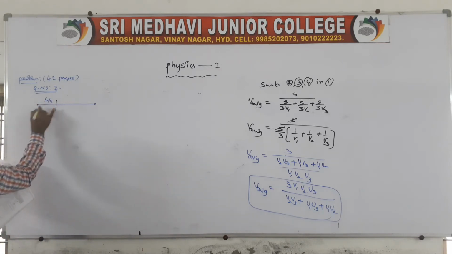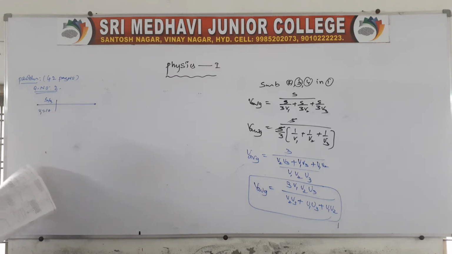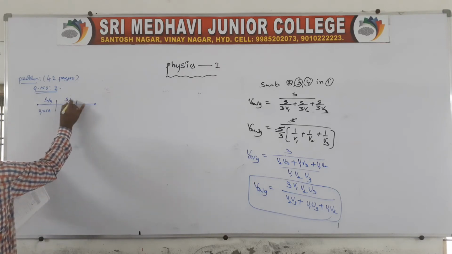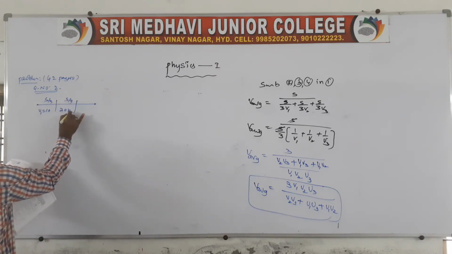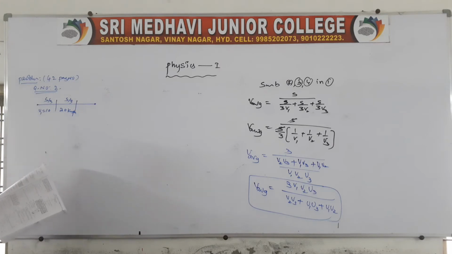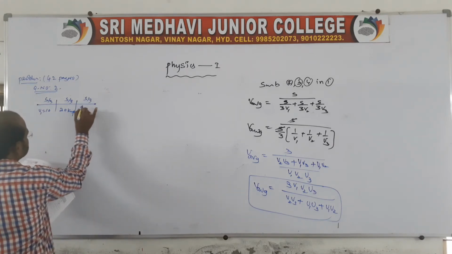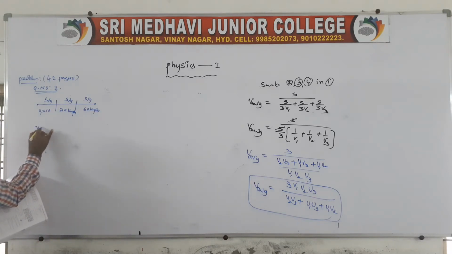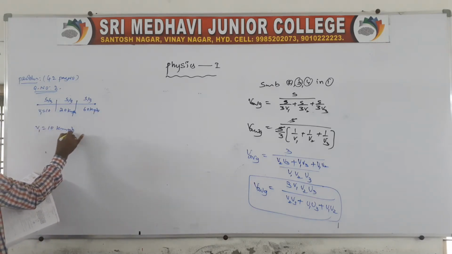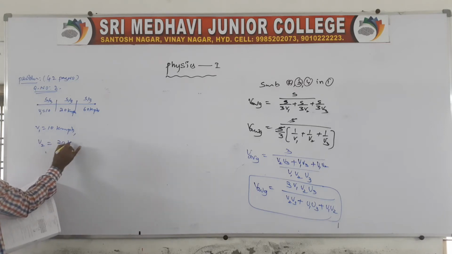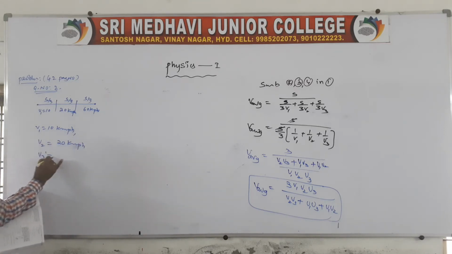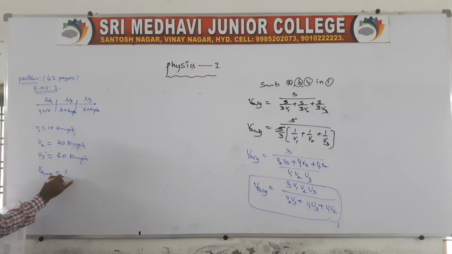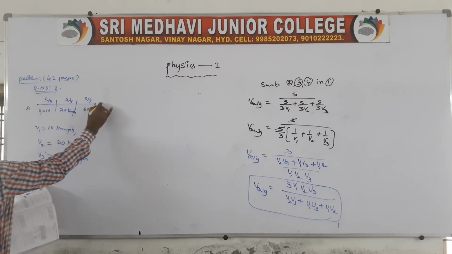A car travels the first third of distance with speed 10 km per hour, and the second third of distance at 20 km per hour, right? And the last third of distance at 60 km per hour. So we say v1 is given as 10 km per hour, v2 is given as 20 km per hour, and v3 is given as 60 km per hour. This is the question. Then find the average speed between the 2 points.